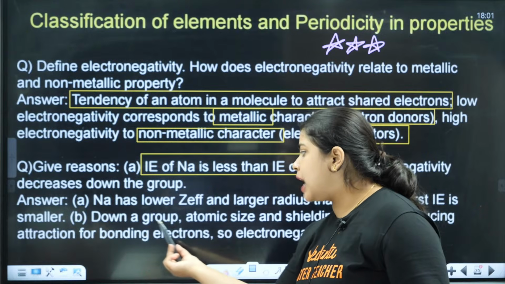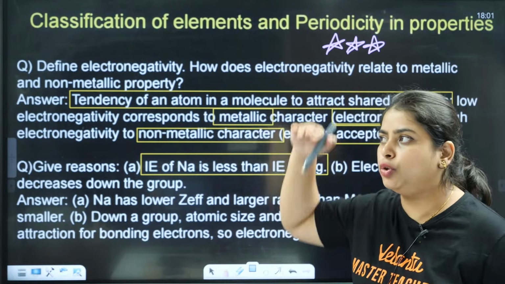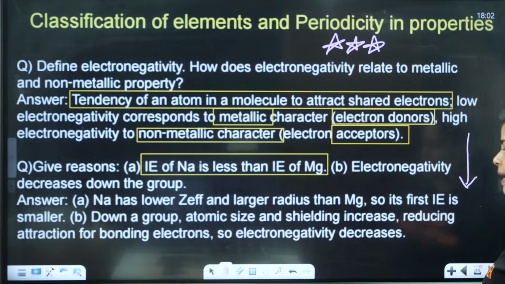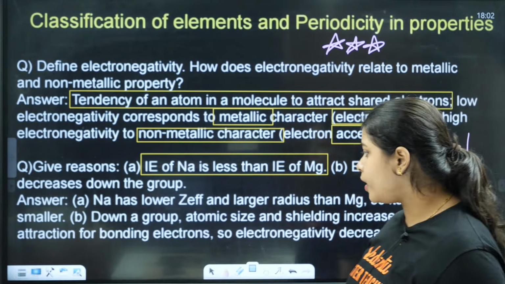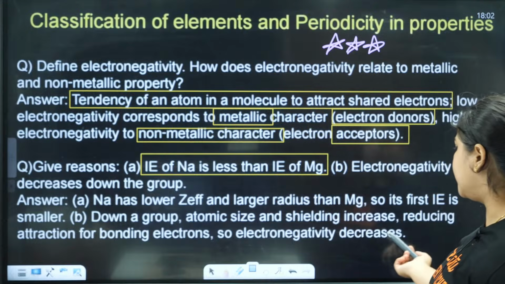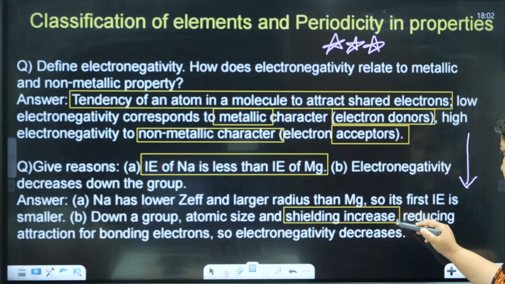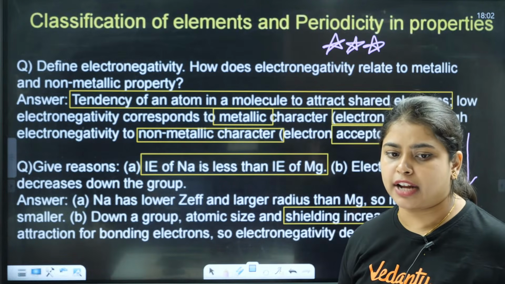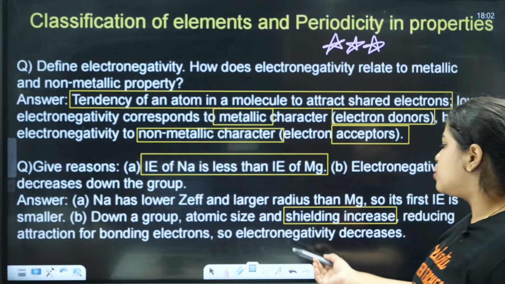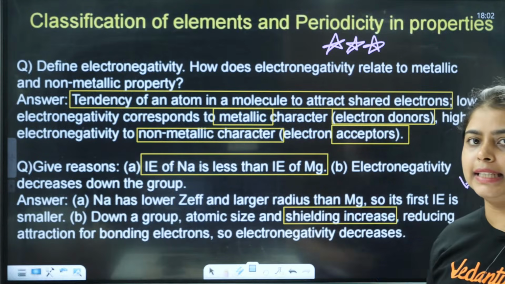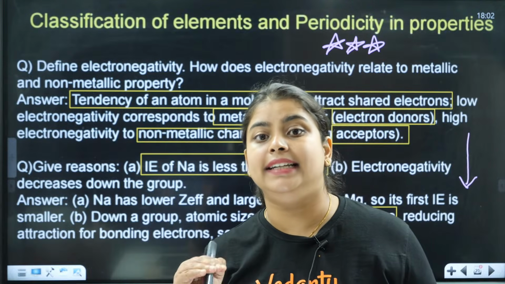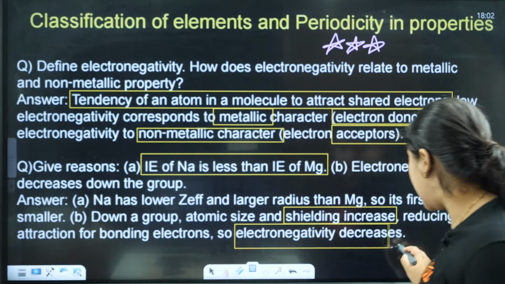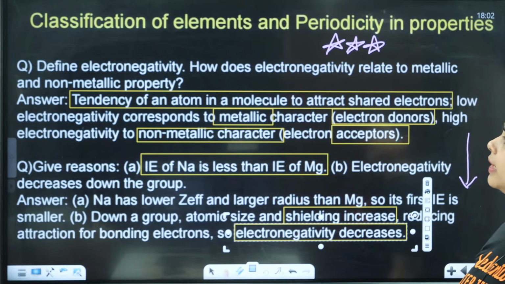Now, down the group, what is happening? From top to bottom, in the periodic table, you have to come from the top. Okay? Down the group, atomic size and shielding increase. Shielding will start increasing, reducing the attraction for bonding electrons. So the electronegativity will start decreasing. Clear? Clear, everyone? Electronegativity will start decreasing. Next question.